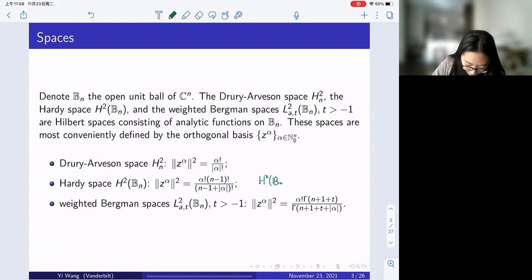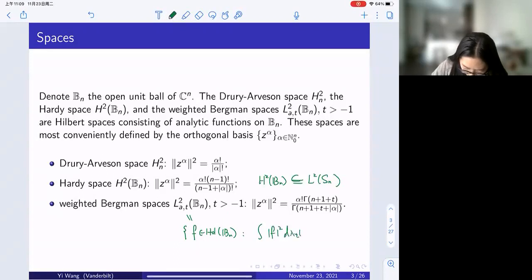which gives me that the Hardy space is a closed Hilbert subspace of the L2 space of the sphere with the usual surface measure. And for the weighted Bergman case, there's another definition for the weighted Bergman space, which is all the holomorphic functions that are square integrable with some measure. So this weighted measure here is some normalized weighted measure, defined like this. So dM is the Lebesgue measure, and this is a normalizing constant.